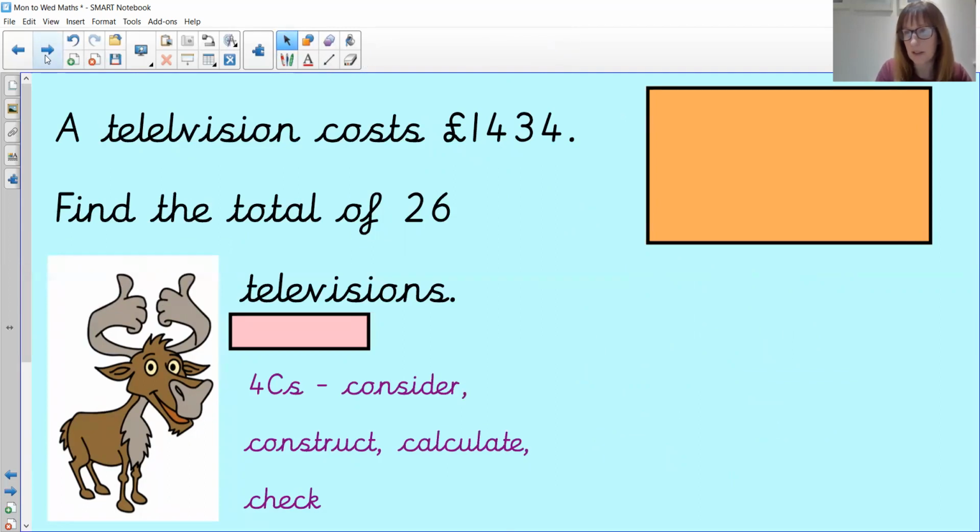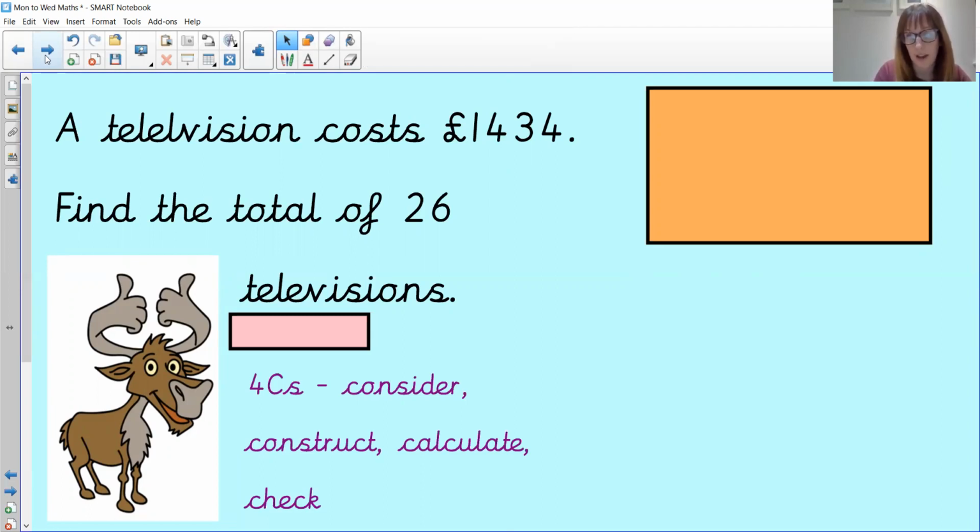So we're going to do something a little bit different now. We're going to have a look at some word problems today. So we're still using long multiplication, but your question is within a word problem. So here we have one. A television costs £1,434. Find the total of 26 televisions. Okay, now you need to work out what you have to do.